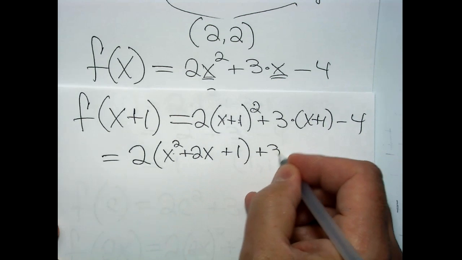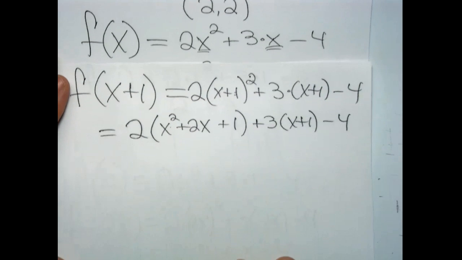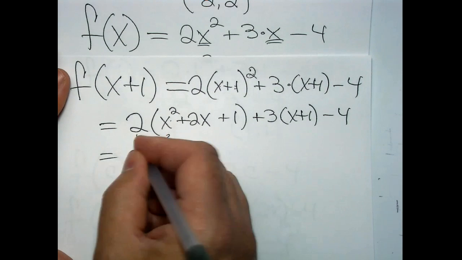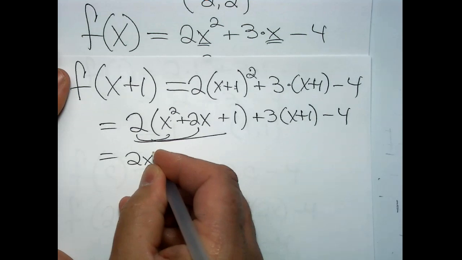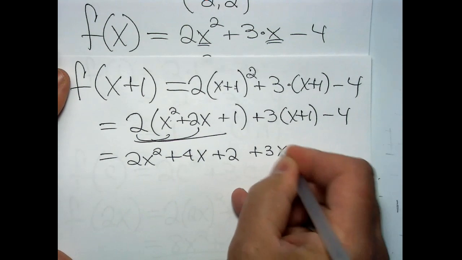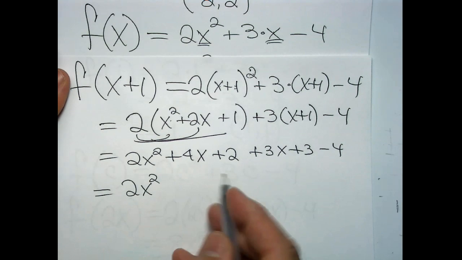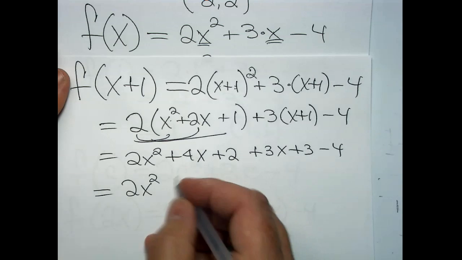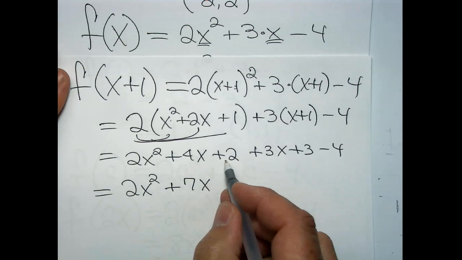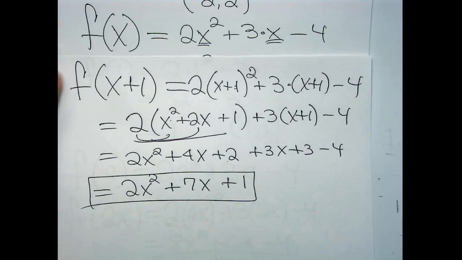And then, of course, I have 3x plus 1s over there, and now let's run that distributive law through. So this is 2x squared, 4x, and 2. This is 3x plus 3 minus 4. We finish up by combining our like terms together, so there's really a total of 7x's, and what do we get here? Plus 1. So that is the f of x plus 1. It looks like an entirely different function.